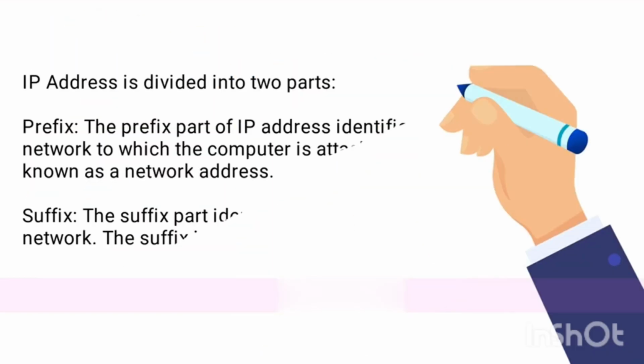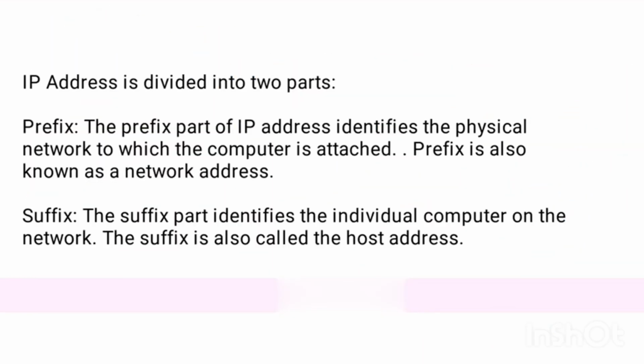An IP address is divided into 2 parts: prefix and suffix. The prefix part of the IP address identifies the physical network to which the computer is attached. Prefix is also known as the network address. The suffix part identifies the individual computer on the network. The suffix is also called the host address. An IP address is a 32-bit unique address having an address space of 2 to the power 32.